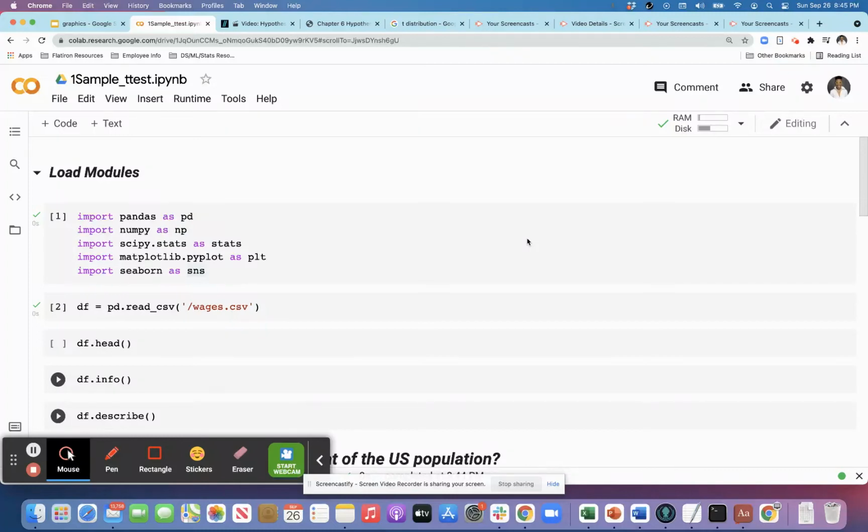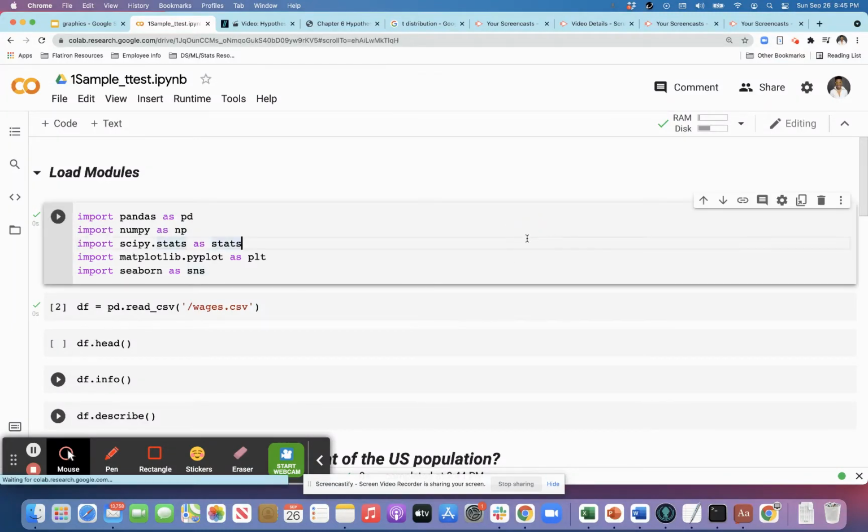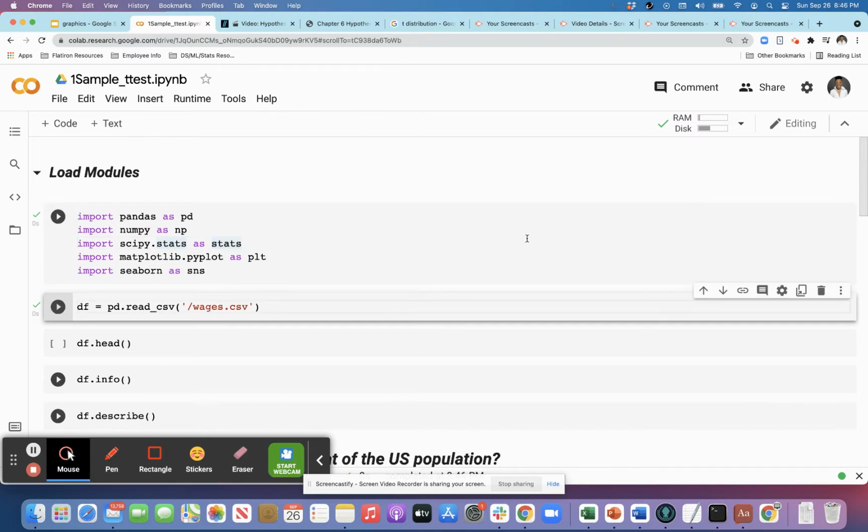Hello everyone, I created this short video to give you an example of how the one sample t-test is run. It focuses just on the one sample t-test. So I load in my modules and I use this wages data frame that I got off Kaggle.